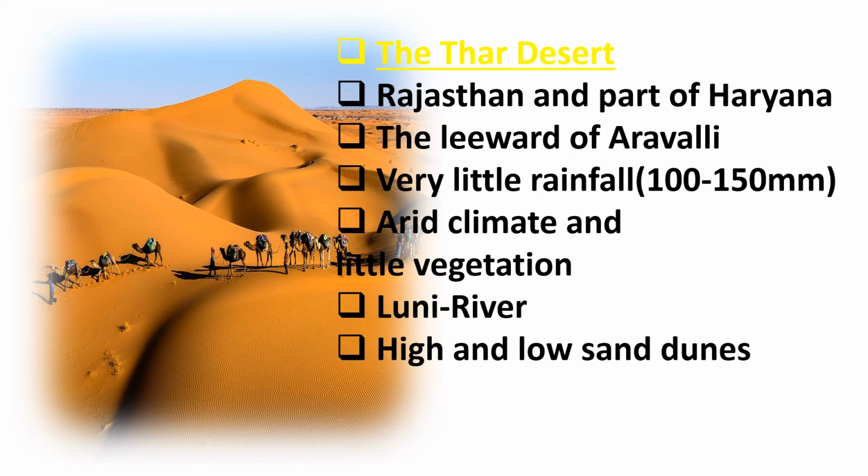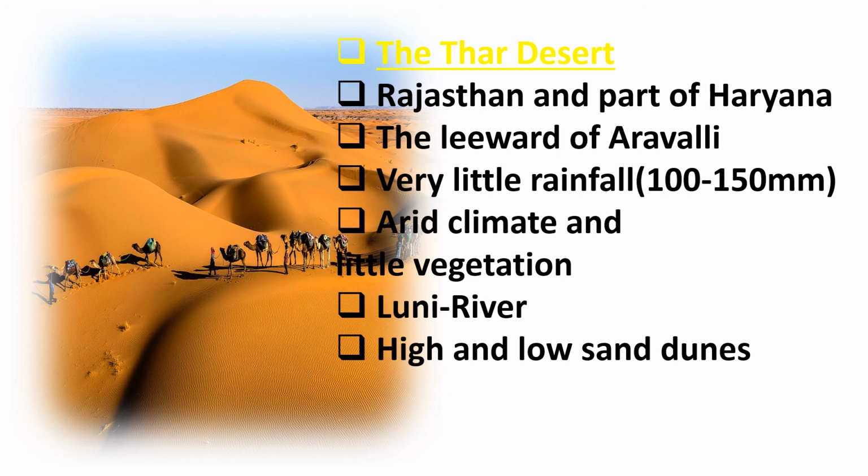And this Thar Desert consists of an undulating surface with high and low sand dunes, separated by sandy plains and low barren hills. Some of the sand dunes reach a height of 150 meters, and here the rainfall ranges from 10 to 50 centimeters. So with this, the vegetation is very sparse. We can find some stunted scrub type of vegetation here.